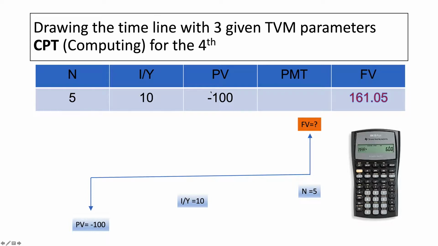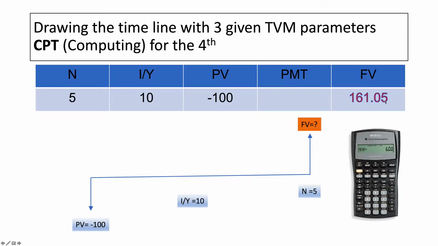The order of that 3 input doesn't matter. You can key in present value first or N first, doesn't matter. As long as you give me that 3, computer will do the calculation for the 4th. So it gives you 161.05.